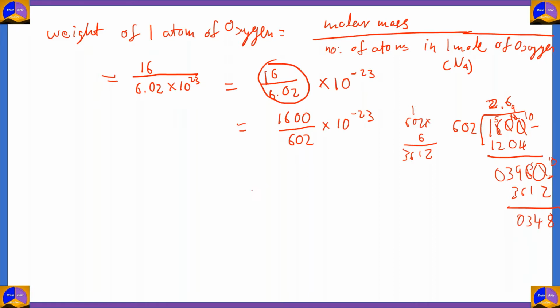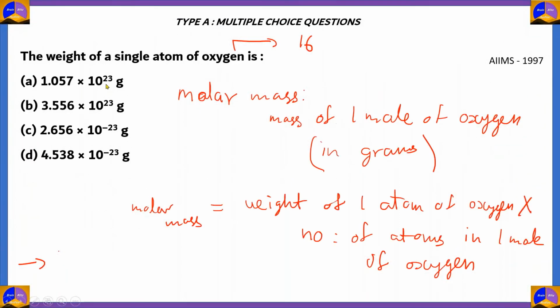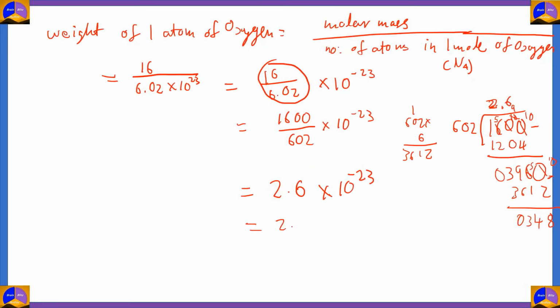But we don't need to calculate that, because when we go back to our options, we find that option 3, 2.656 into 10 raised to minus 23 grams is the closest option. So therefore, we can safely conclude that option C is the right answer. So the right answer is 2.656 into 10 raised to minus 23.